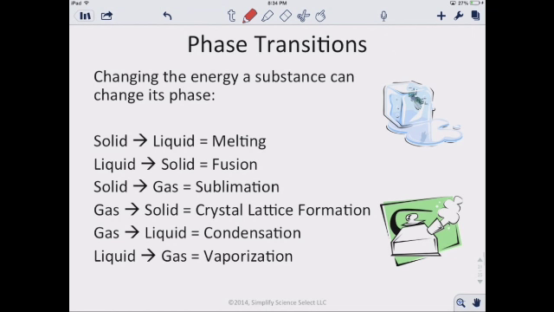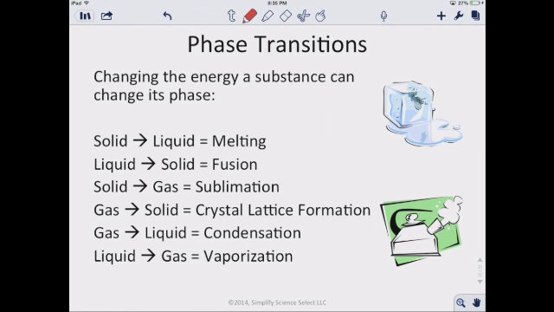Now, phase transition is just a way of saying when it moves from one state of matter to another, and it's due to changing the energy. A substance can change phase. If we add more heat to something, or heat is removed from a substance, then we have a change in phase, or a phase transition.